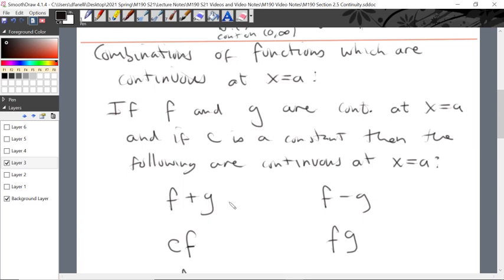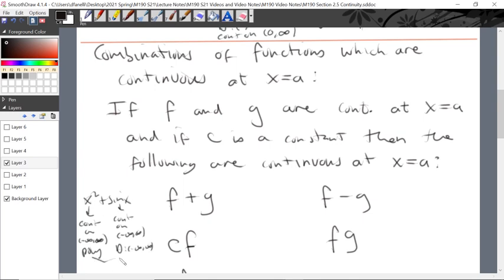Well, all right, if we had an example like x squared plus the sine of x, well, we know that x squared is going to be continuous on negative infinity to positive infinity because it is polynomial. We know that the sine of x is also, it turns out, continuous on negative infinity to positive infinity because it is a trigonometric function and its domain is negative infinity to positive infinity.